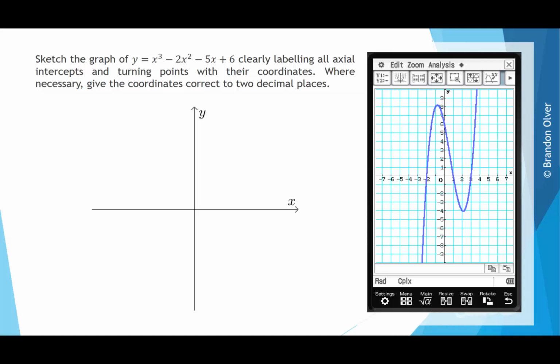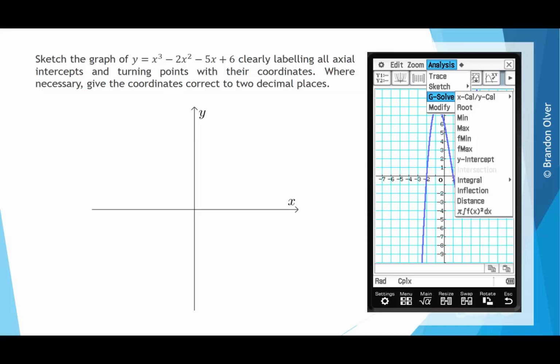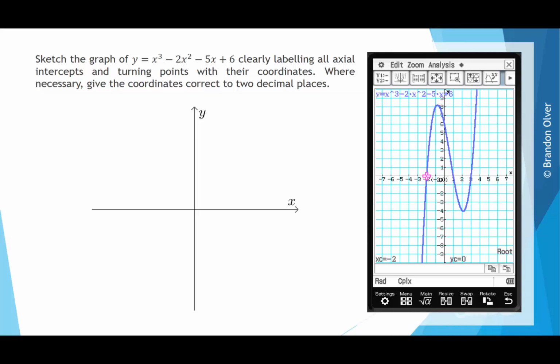To get these pieces of information, we can go Analysis G-Solve, and to find the x-intercepts, we can click on Root. By pressing Execute, it will lock the coordinates to the graph screen, and by pressing the right arrow, we'll scroll across to the next x-intercept. Again, pressing Execute will lock that onto our graph screen. Pressing the right arrow gives us the third and final x-intercept.